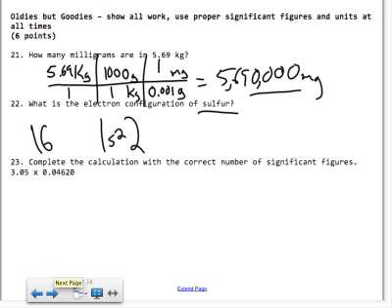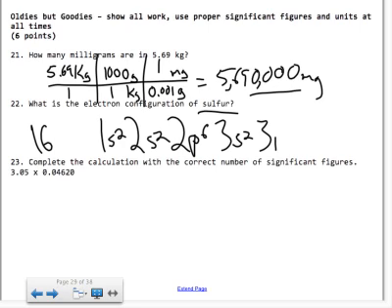Electron configuration for sulfur. Sulfur is element number 16, so 1s2, 2s2, 2p6, that's 10. 3s2 gives me 12. 3p could hold 6, but I only need 4 to get to 16 electrons altogether.